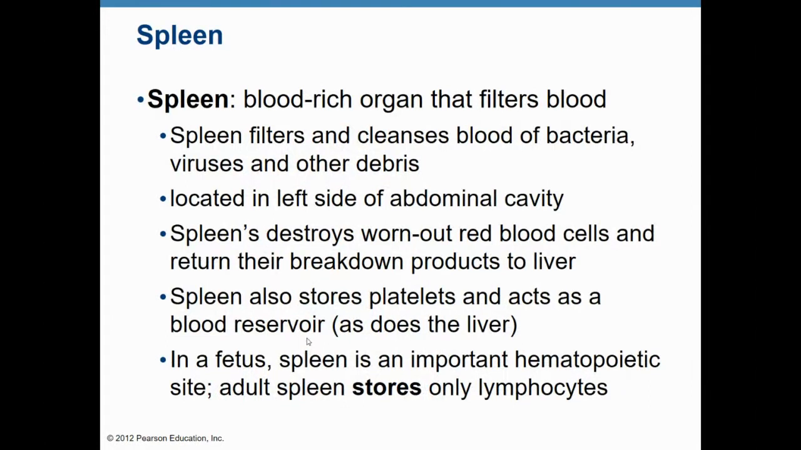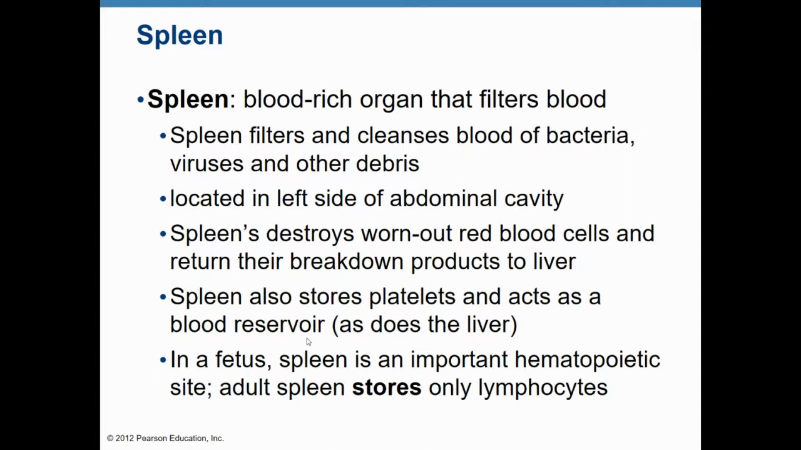So our next lymphoid organ is going to be the spleen. And the spleen is a very blood-rich organ that filters blood. The spleen is going to filter and cleanse the blood of bacteria, viruses, and other debris. It's located on the left-hand side of the abdominal cavity. The spleen is capable of destroying worn out red blood cells. They only live for between 100 and 120 days, and the spleen can recycle some of their components, mainly the iron that we find in the hemoglobin. That's going to be recycled back to the bone marrow for newly developing red blood cells.